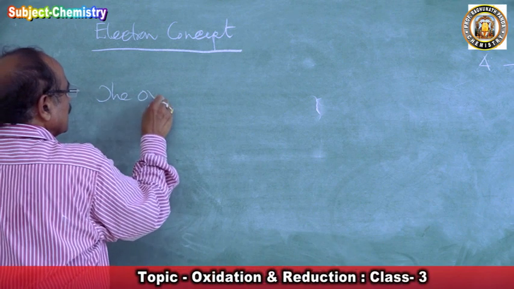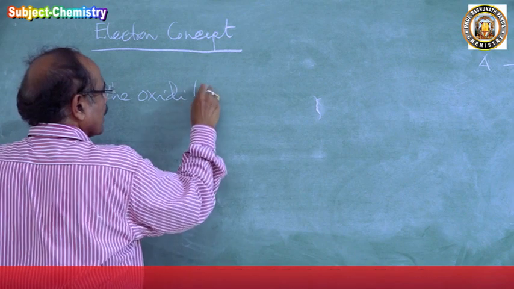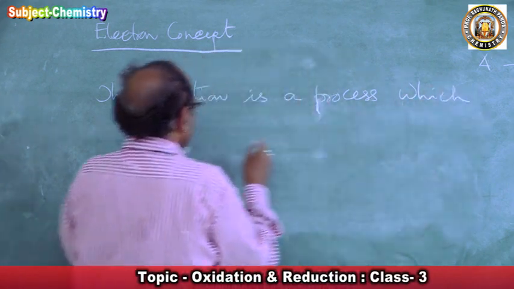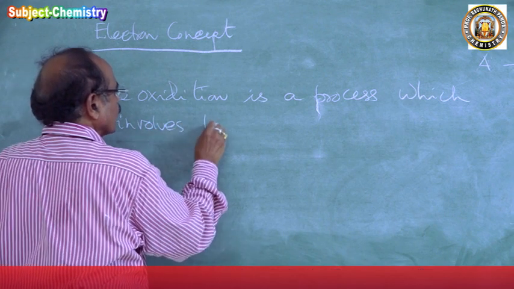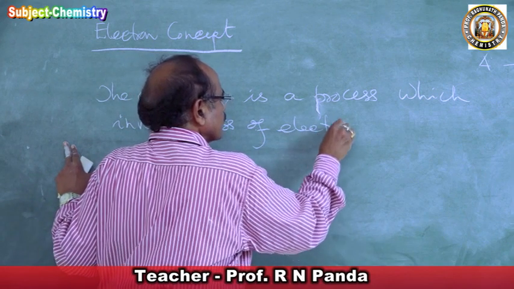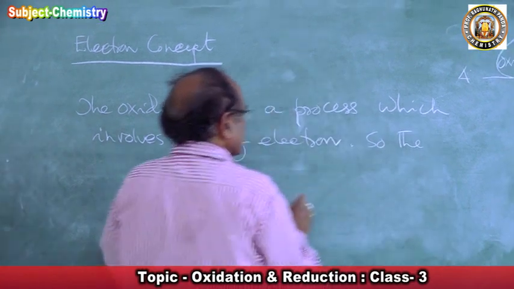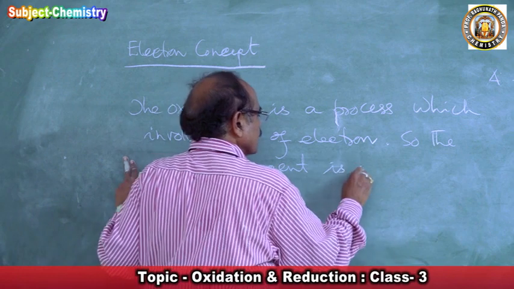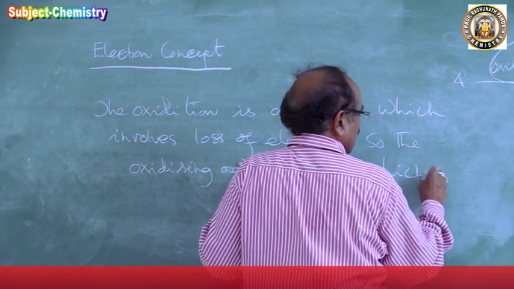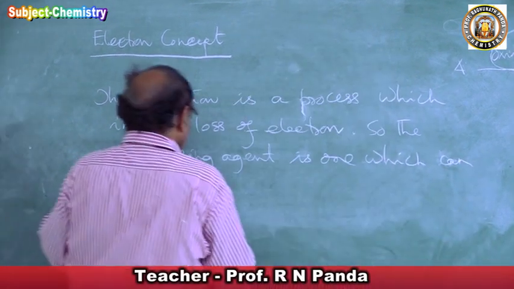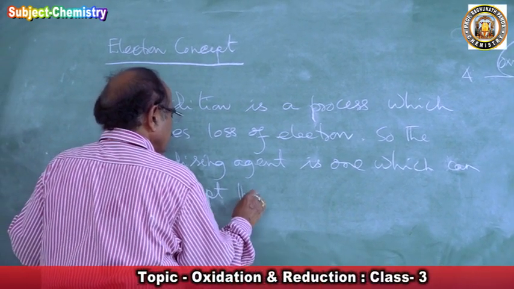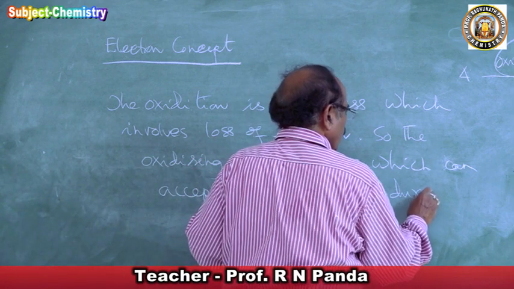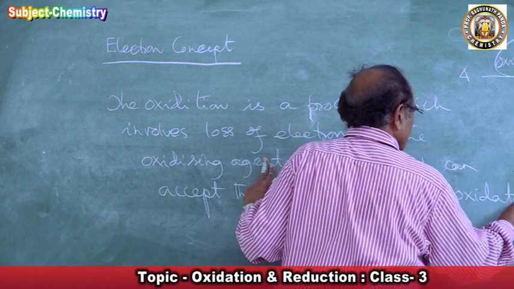Oxidation is a process which involves loss of electron. So the oxidizing agent is one which can accept the electron lost during oxidation. So during oxidation, electron is lost, and oxidation is done by whom?